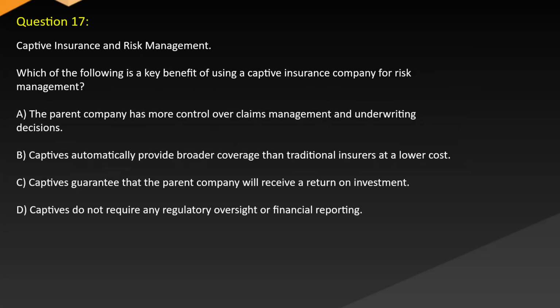Question 17. Captive insurance and risk management. Which of the following is a key benefit of using a captive insurance company for risk management? A. The parent company has more control over claims management and underwriting decisions. B. Captives automatically provide broader coverage than traditional insurers at a low cost. C. Captives guarantee that the parent company will receive a return on investment. D. Captives do not require any regulatory oversight or financial reporting.